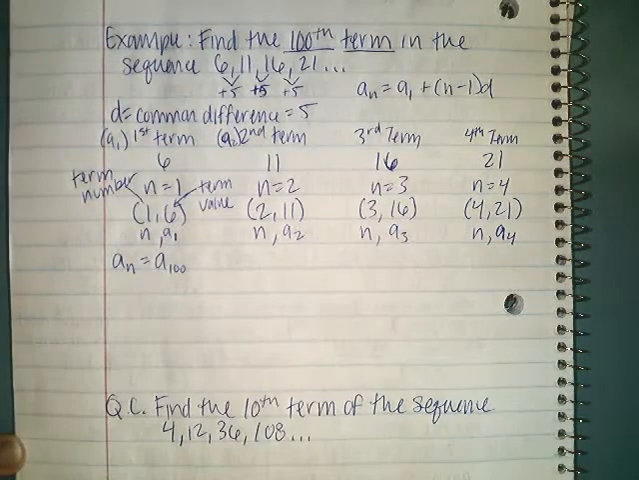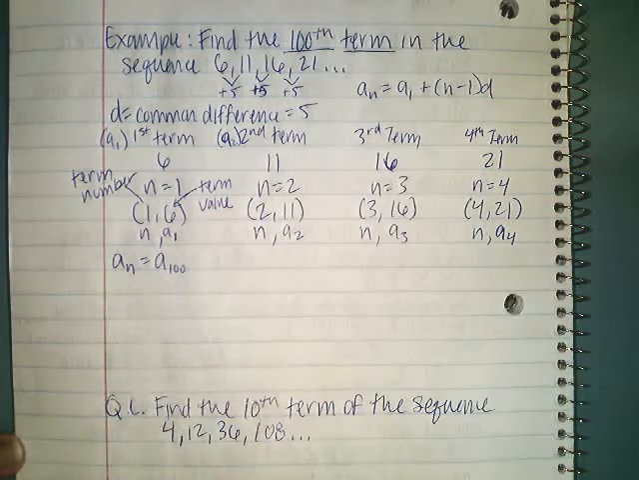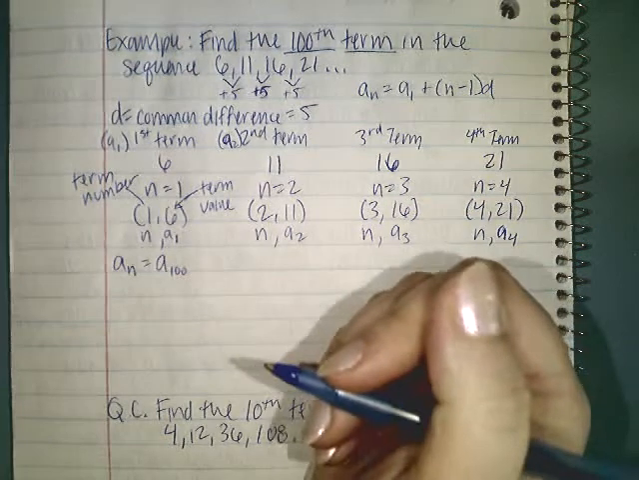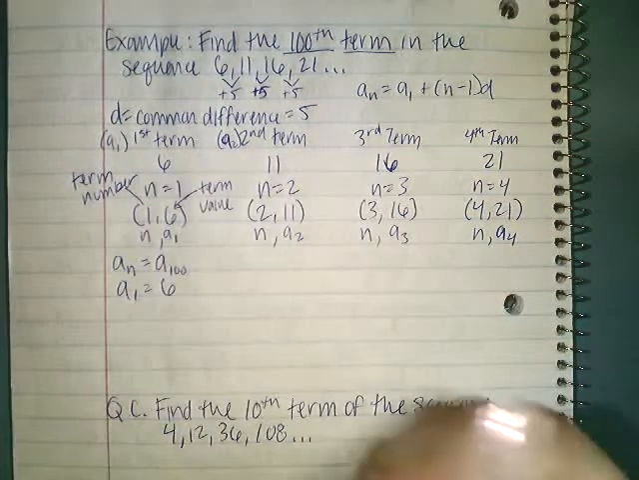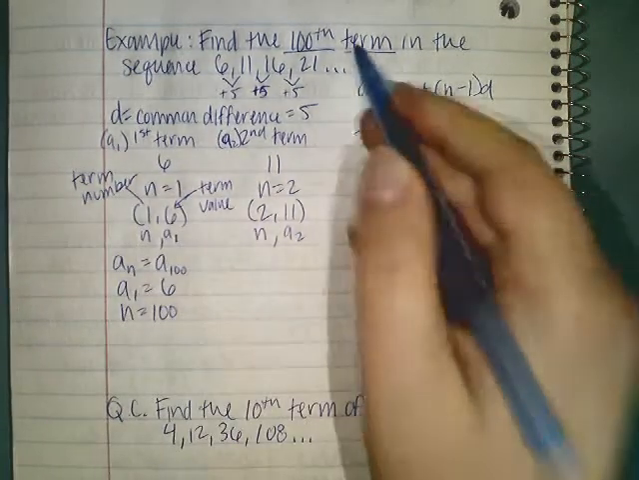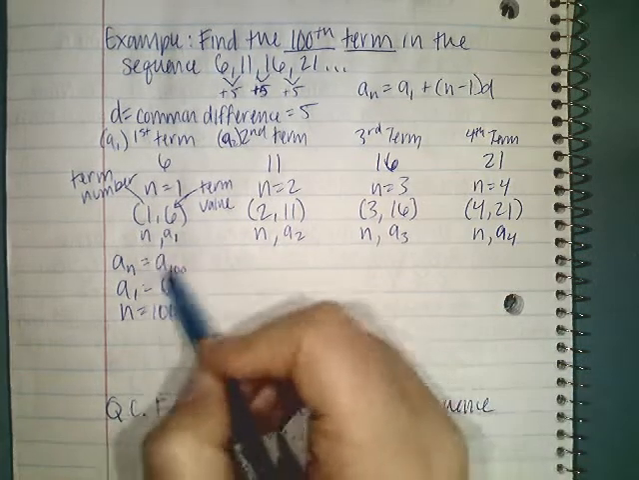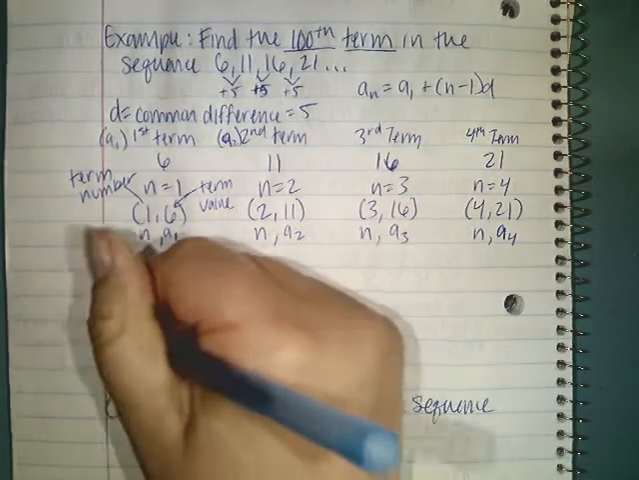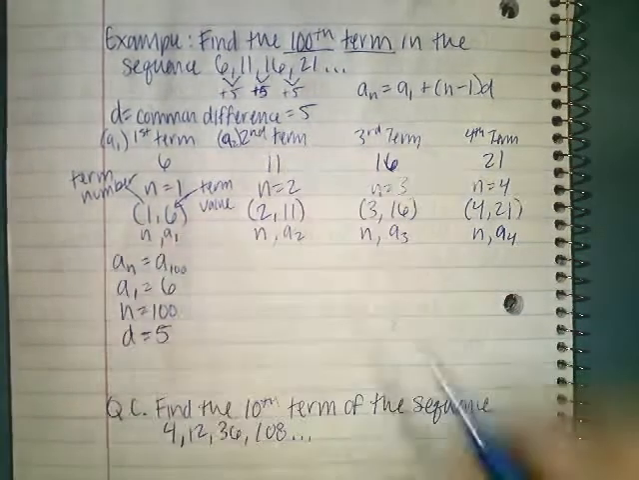So an is a100 because I'm trying to find the value of the 100th term. So I'm going to plug in 100 for n. Continue. I know my first term value is 6. I know, again, my n value is 100 because I'm finding the 100th term, so I'm going to plug in 100 as my input and get the value of the 100th term. And d is going to be 5, my common difference here.